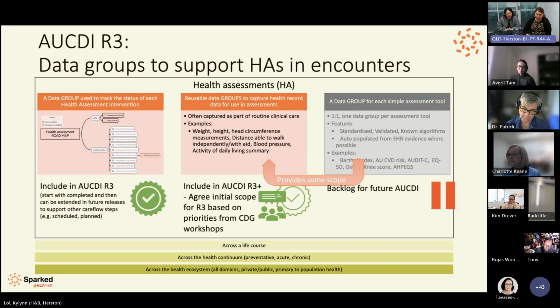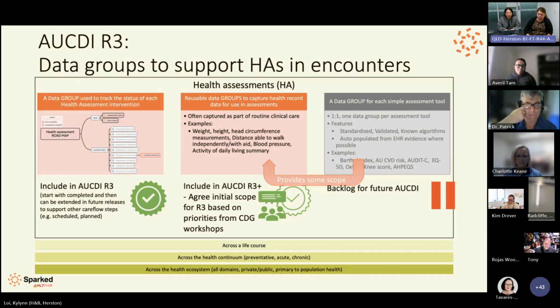What we would like to do for AUCDI R3 is, as a first step, include a data group so that we can track the status of each of the health assessments. So that we're able to at least know that they exist and have a terminology that supports them. So to know that it's been done, and eventually look to include perhaps in the future, being able to note when it's being scheduled or planned to help support other care flow steps.